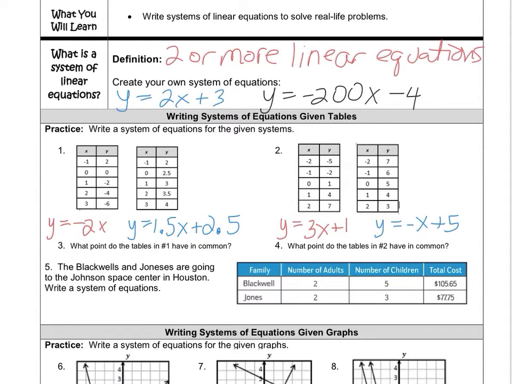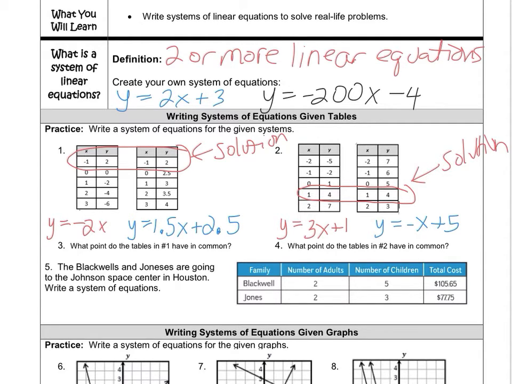Now, numbers 3 and 4 are just asking you to examine these two tables and see what point is shared in both tables. On the first one, we can see that we have a negative 1, 2 in both of the tables. In our second one, we can see that we have a 1, 4 in both of our tables. What this means in a system of equations is whatever point two lines share, that's the intersection, that's called our solution. So I'm just going to write solution right here beside it. That's our solution.